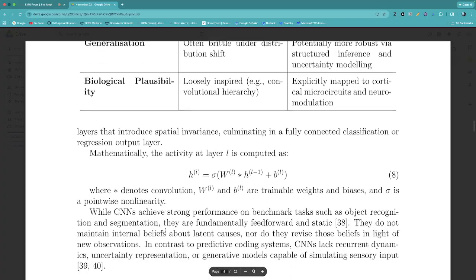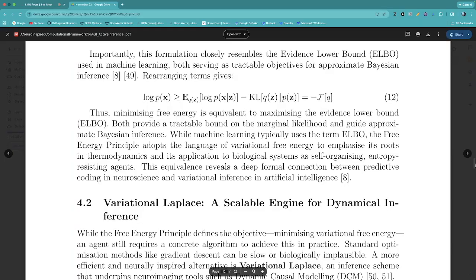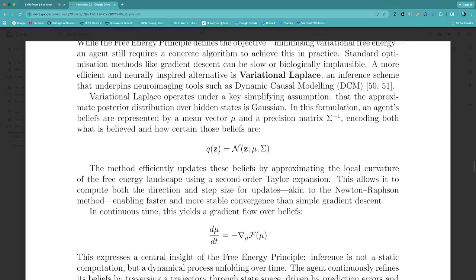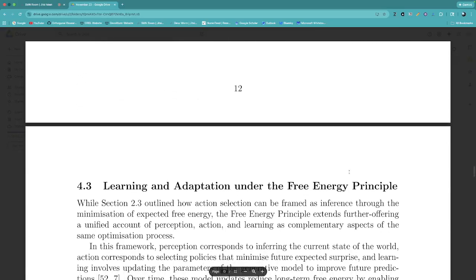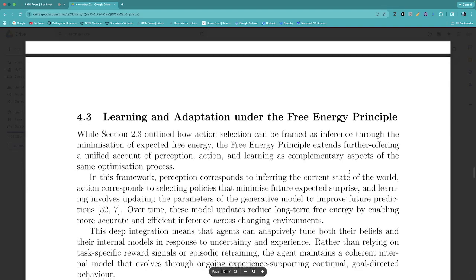Okay, so I don't really want to spend too much more time on this. Let's see if I can get down to some of the latter parts here. So they talk about some of the variational models, and they get into dynamic causal modeling here, which is something that they draw from for their variational Laplace. They talk about learning and adaptation under the free energy principle.